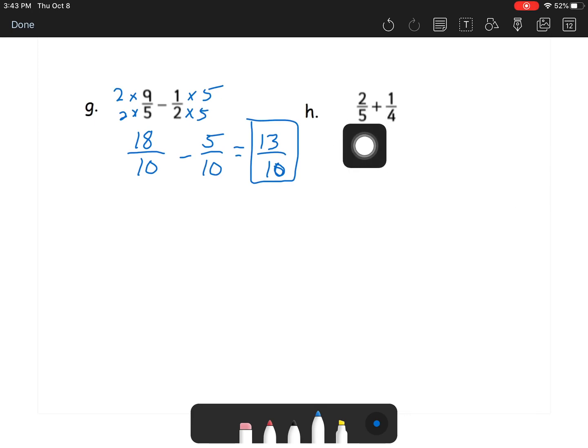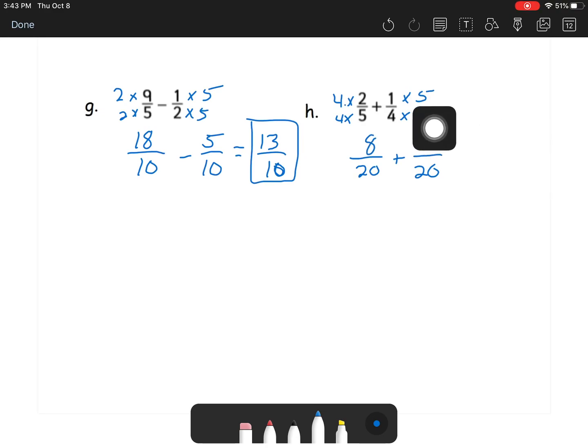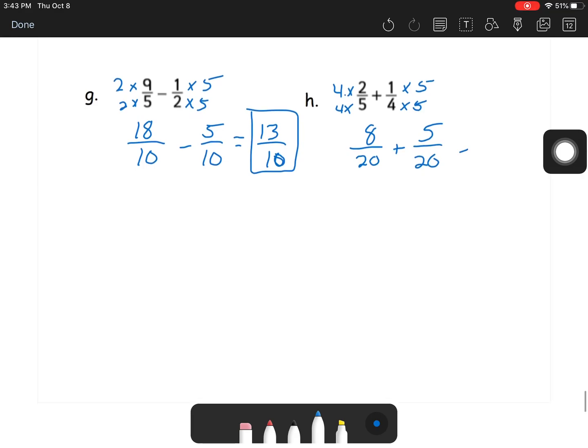And part H, 2/5 plus 1/4. Can I change 4 into 5 by multiplying it by something? Nope. And so in that case, let's just multiply this one by 5 over 5 and this one by 4 over 4. That way we'll get the same denominator of 20, right? And so 4 times 2 is 8, and 5 times 1 is 5, so I've got 8 over 20 plus 5 over 20, which is 13 over 20.